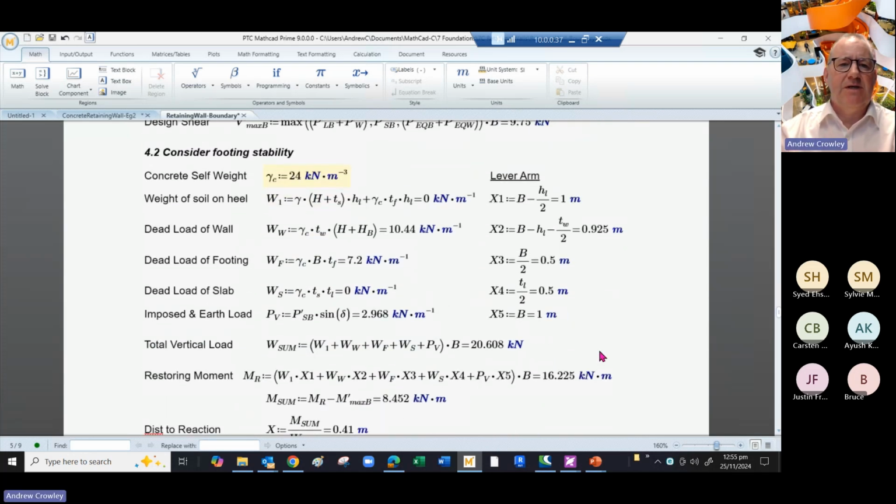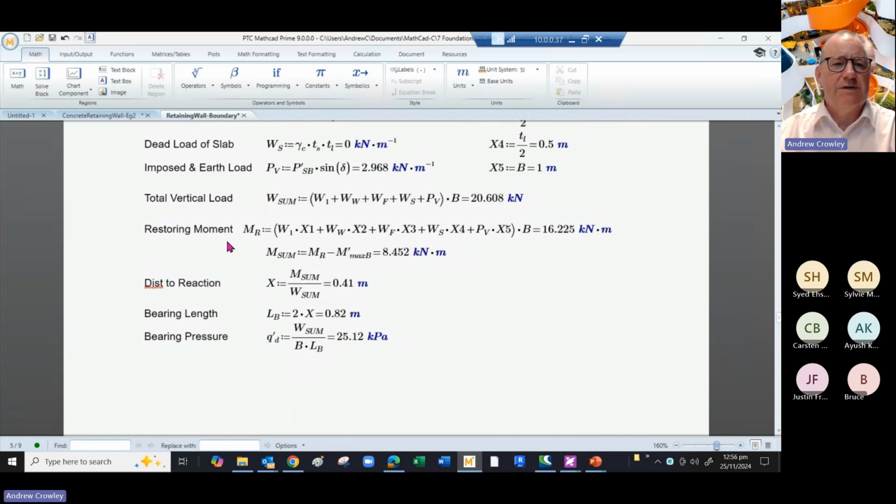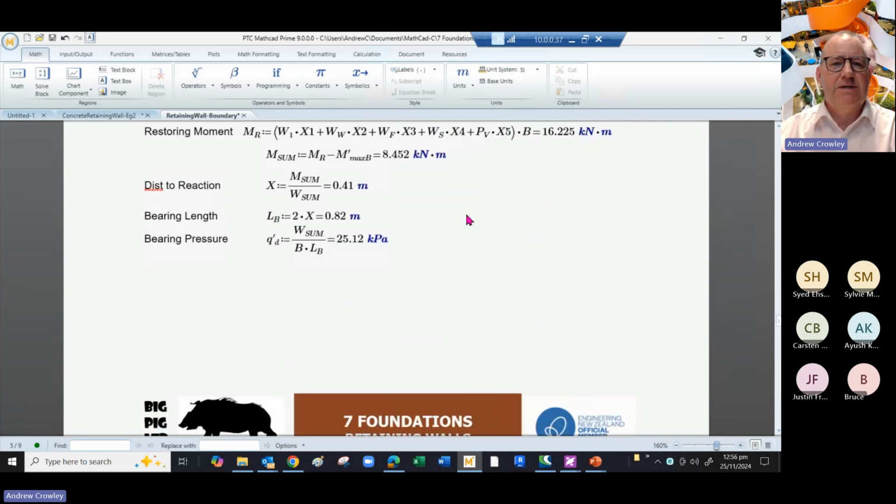So we look at the stability of the footing. Again, working out what the dead load of the wall and the dead load of the footing are. So these are going to be our restoring moments. What are our lever arms? And our total restoring moment works out as 16.2. The distance to the reaction works out as 0.41. That's merely the moment divided by the reaction.